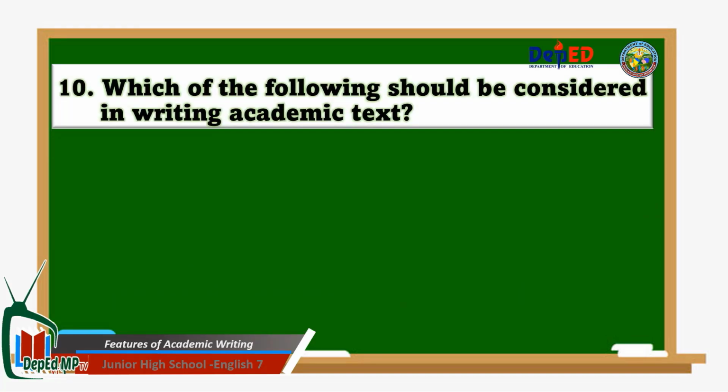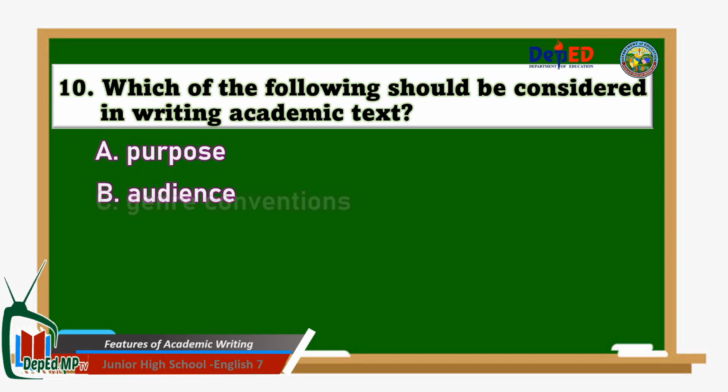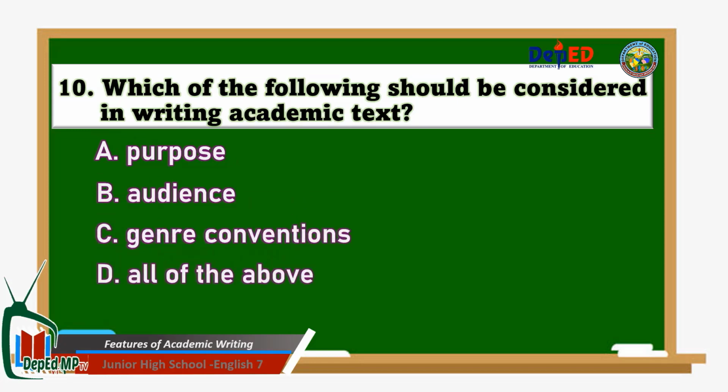10. Which of the following should be considered in writing academic text? A. Purpose. B. Audience. C. Genre conventions. D. All of the above.